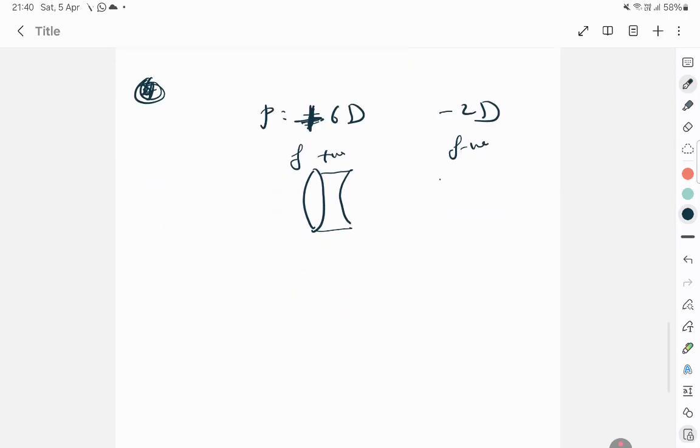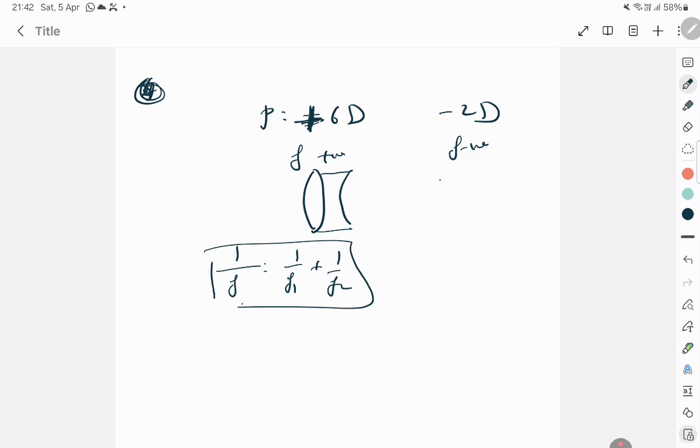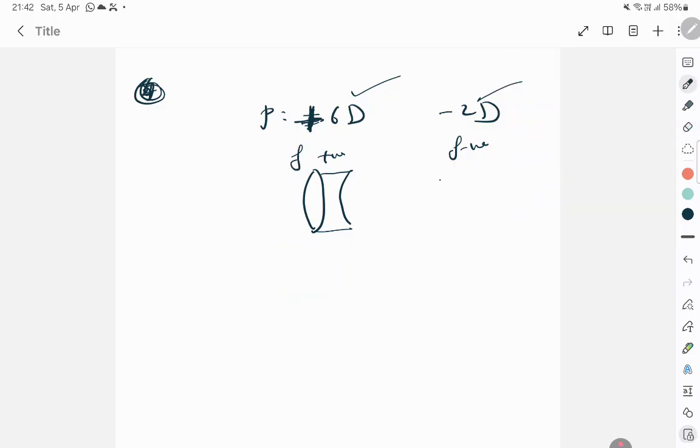When they ask you for the focal length of the combination, 1 by f is equal to 1 by f1 plus 1 by f2. That's the formula for combined focal length. But don't use that here, because what has been given is only the power, not the focal length, and you know that power is the reciprocal of focal length. So use the power formula. P is equal to P1 plus P2 for the combination. So it's plus 6 minus 2, which is plus 4 diopter.